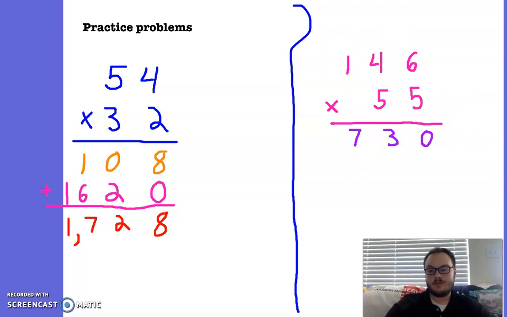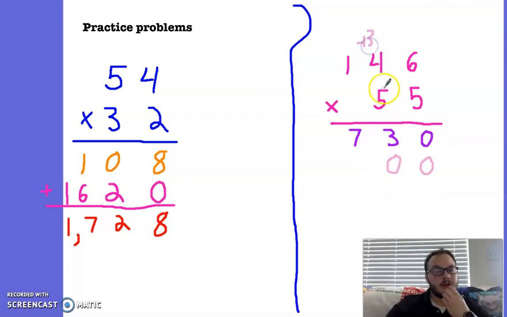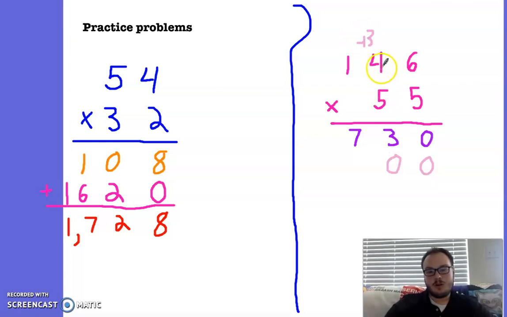Erase these across the top. Put in my 0 because I am moving to the next number. 5 times 6 is 30. So I put my 0. Regroup my plus 3. 5 times 4 is 20. Plus 3 is 23. So I put down my 3. Regroup my 2. 5 times 1 is 5. Plus 2 is 7. So that product is 7,300.